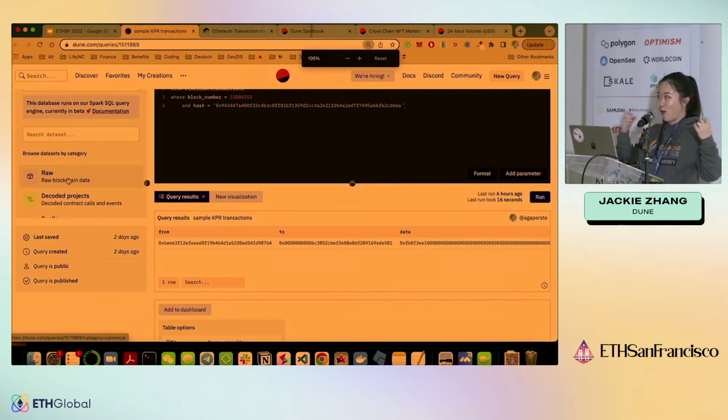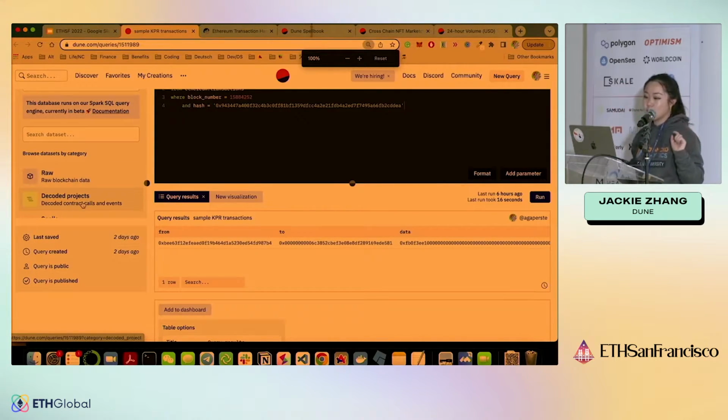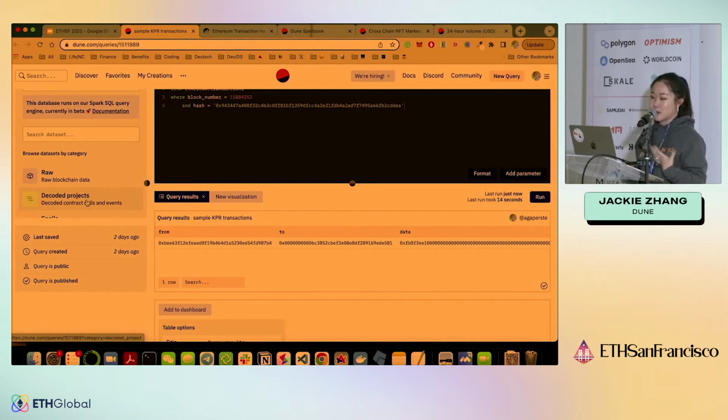Those are the raw data being emitted, broadcasted by the chain. The decoded projects come from, let's say you have Uniswap and a smart contract, and those produce data. But instead of just going straight to the transactions, the raw tables, you can actually go to the decoded project to get better data. And it's really powerful if you know what you're looking for. And then the spells are just abstractions built on top of both raw and decoded projects.